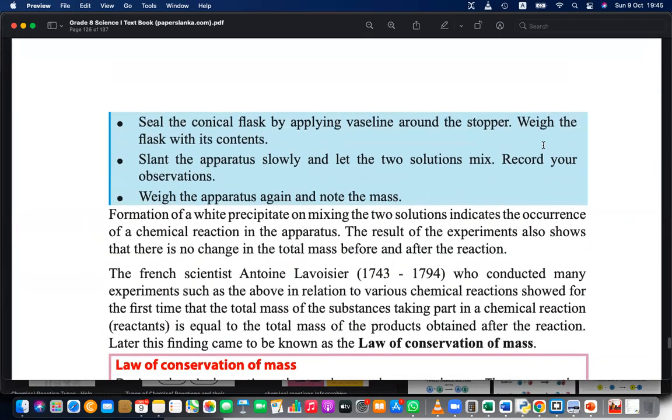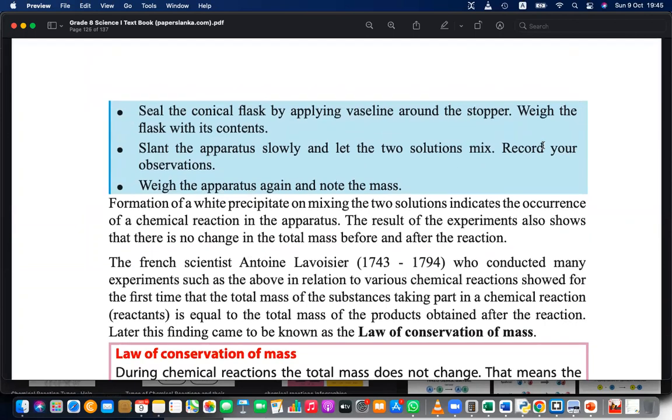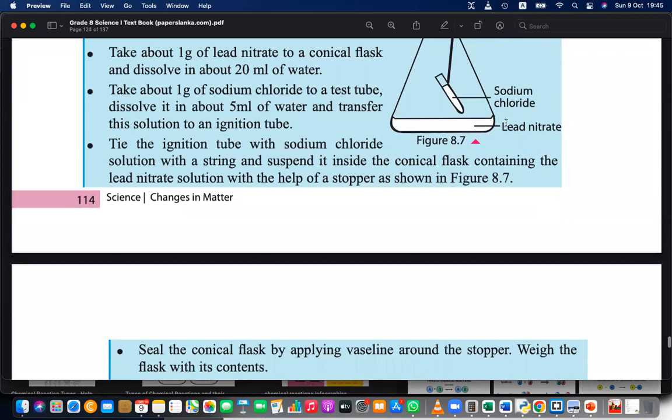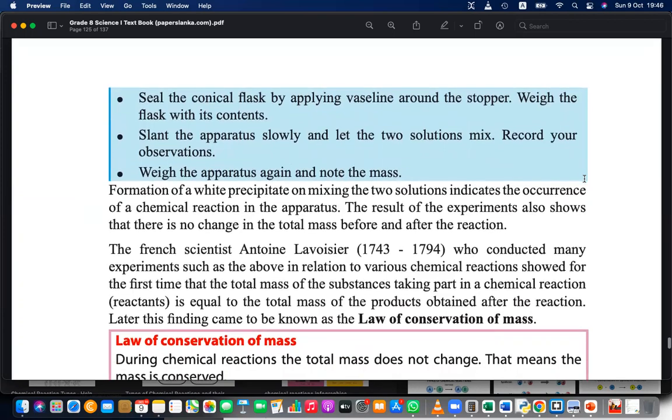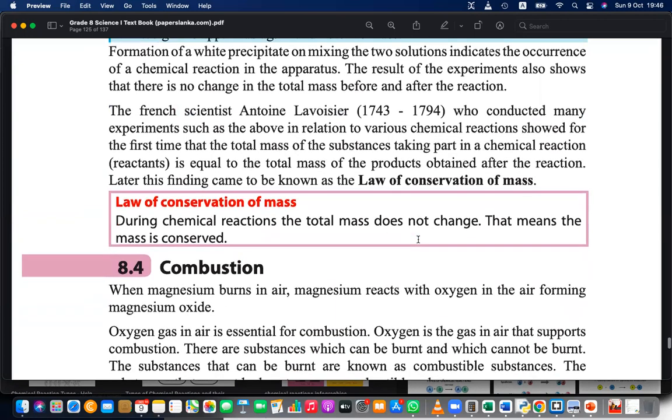Right? Then what will happen when you measure the entire system, there will be a reaction, right? And note that the weight or the mass will not change. Formation of white precipitate, there will be a white precipitate. Though you can see lead nitrate and sodium chloride, sodium nitrate will be created, and you can see a white precipitate during the reaction. But experiments also show that there is no change of the total mass before and after.